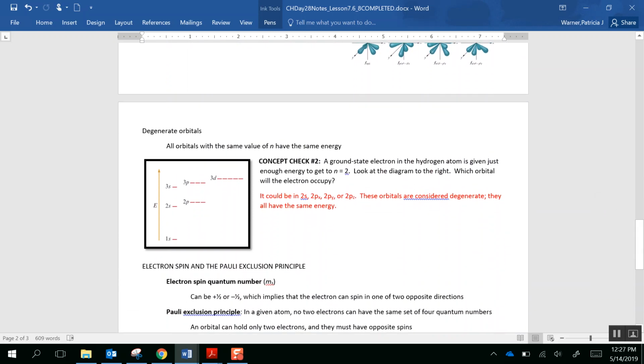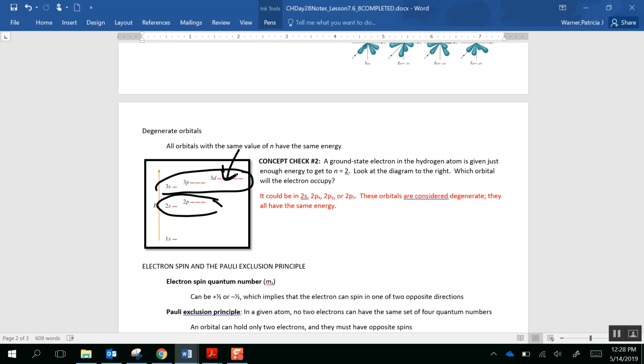Degenerate orbitals. Degenerate orbitals means all orbitals with the same value of n have the same energy. So basically, these are the same energy and these are the same energy because they have the same value of n. Now they're going to differ just slightly, but they're still considered degenerate orbitals, especially the d's and the p's. So electrons within any of those 5 boxes or any of those 5 lines will have the same energies.